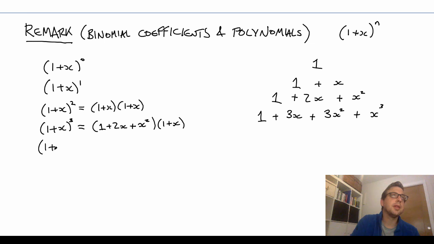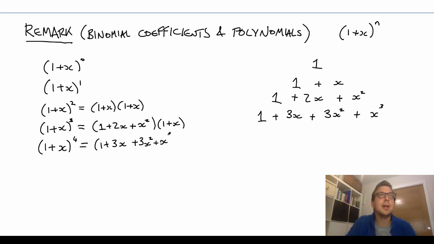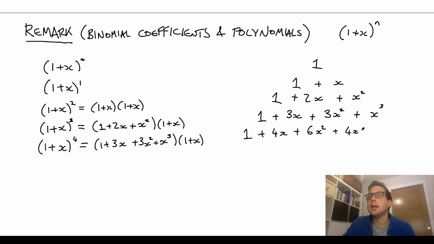I could go 1 plus x to the power of 4, and that's what 1 plus x cubed is, and 1 plus x to the power of 4 is 1 plus x cubed times 1 plus x. So I get 1 plus 3x plus 3x squared plus x cubed, times 1 plus x. Expanding this out a bit quicker this time, we're going to get 1 plus 4x plus 6x squared plus 4x cubed plus x to the 4.